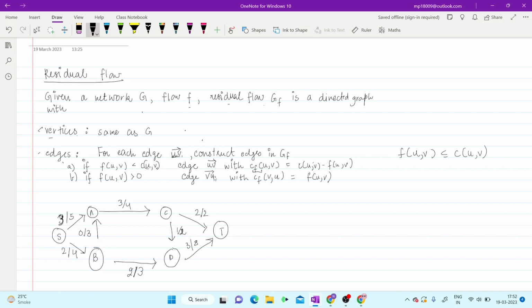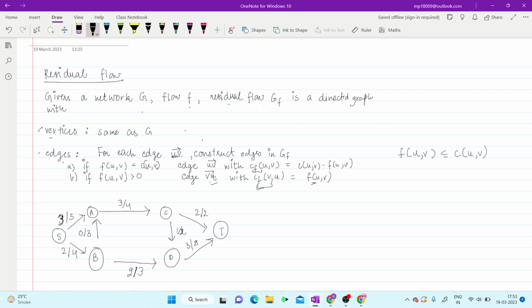Secondly, if we have a flow value which is strictly greater than 0, then we'll also draw an edge in the reverse direction. There was an edge in the direction uv. We'll draw it in the reverse direction vu, and the capacity of this edge will be equal to the flow value.